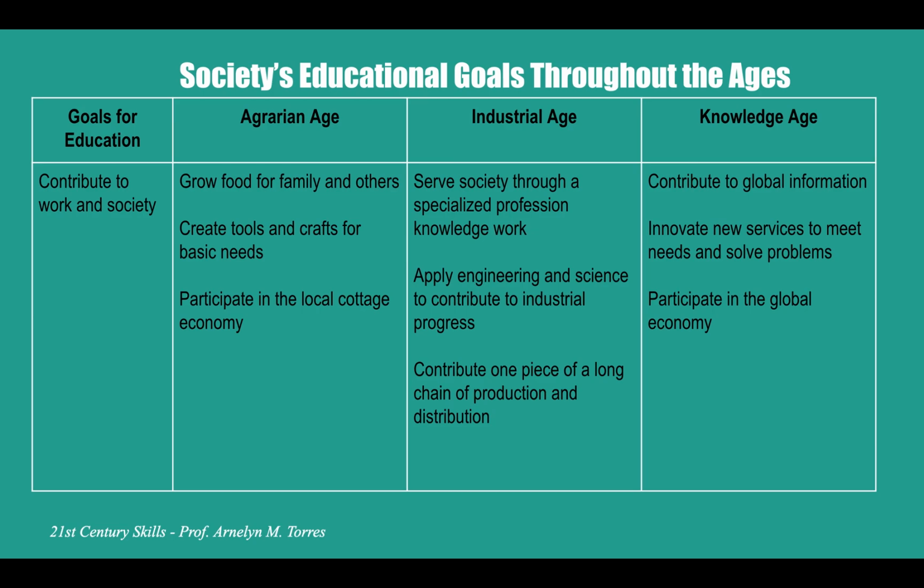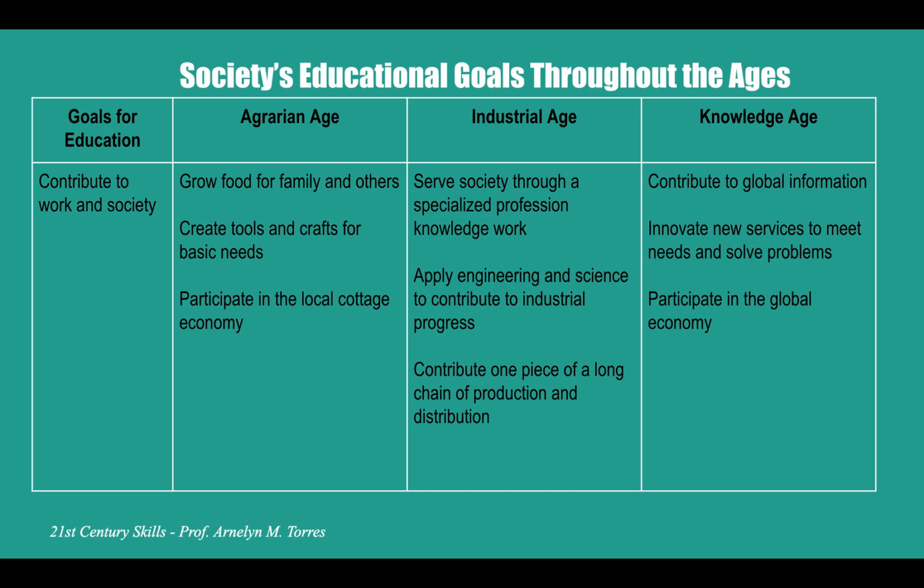As I have previously said, when we contribute one piece of a long chain, it can be that you are part of an assembly line. For example, you are responsible for assembling parts of a car in order to produce an automobile. Or maybe you are responsible for quality control on goods that are about to be distributed to the market.